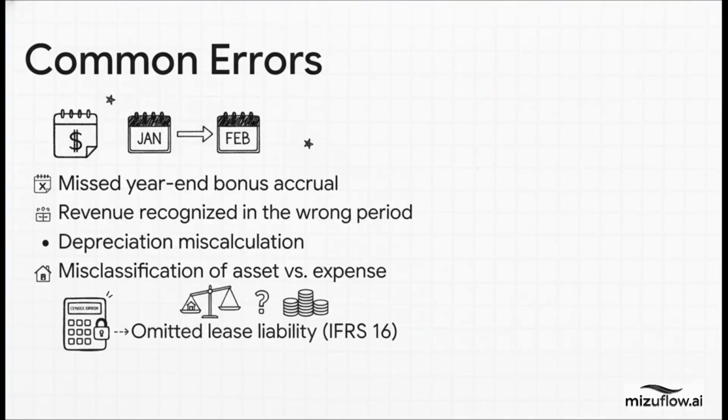So what does a true error look like in the wild? Well, you've probably seen some of these before. It's things like just plain forgetting to accrue for year-end bonuses, or recognizing a big sale in December when it really happened in January, or a simple, straightforward miscalculation of depreciation. These are the classic oops moments, the prior period errors.